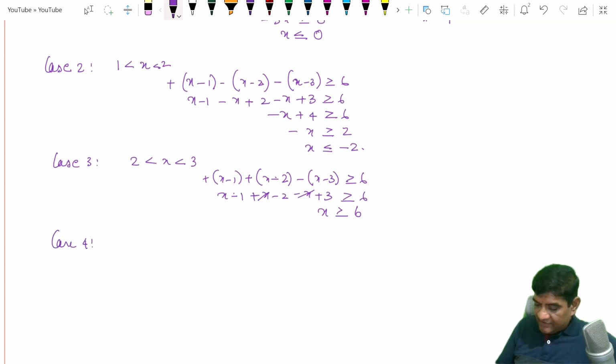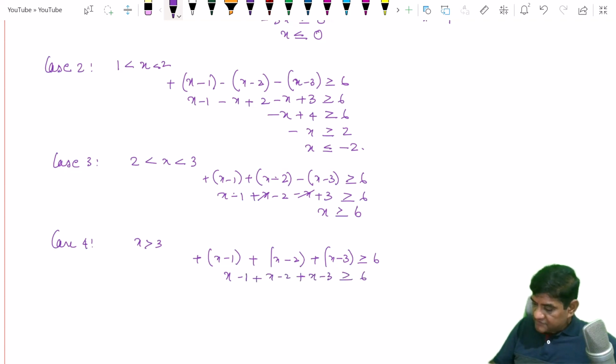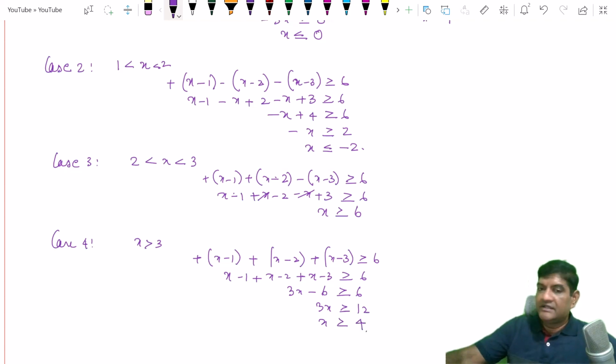Case 4 is when x is greater than 3. When x is greater than 3, all the functions are going to be positive. So x minus 1 plus x minus 2 plus x minus 3 is greater than or equal to 6. So 3x minus 6 is greater than or equal to 6, which means 3x is greater than or equal to 12, and x is greater than or equal to 4.